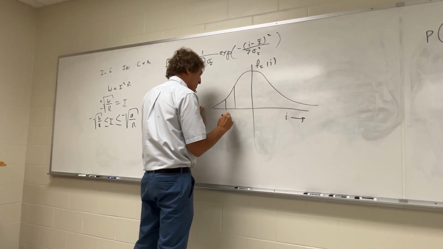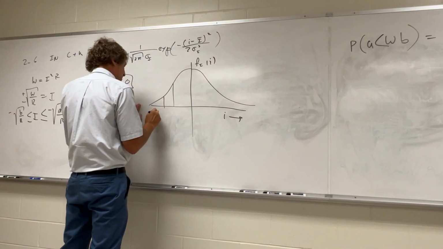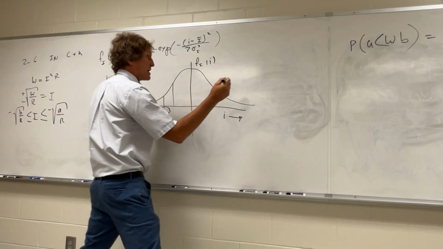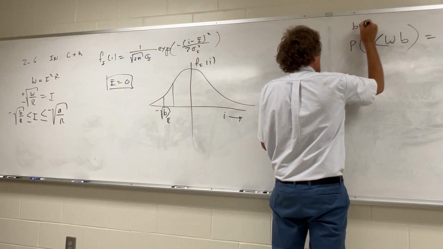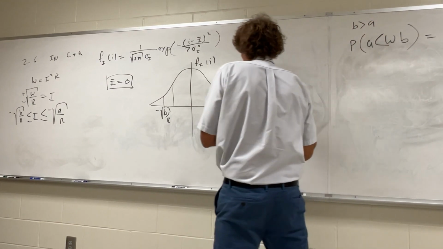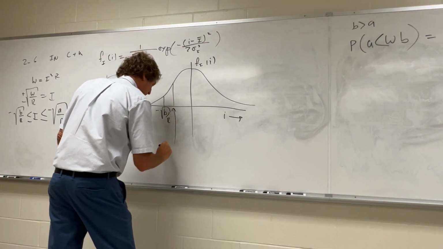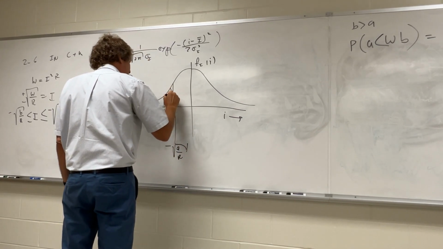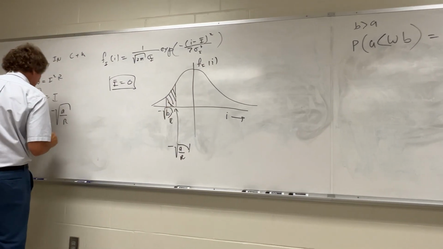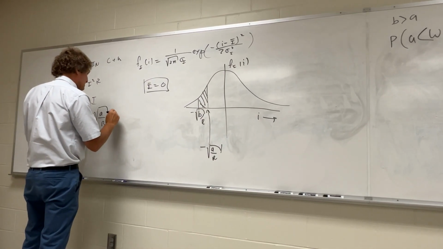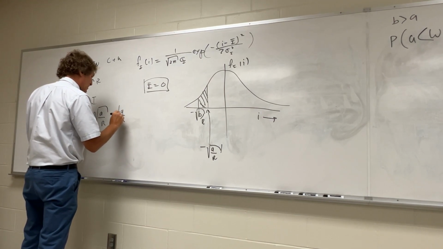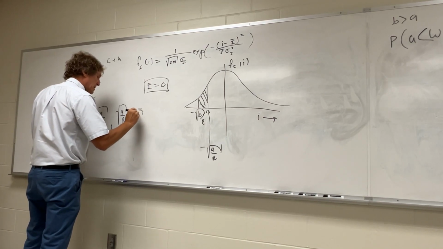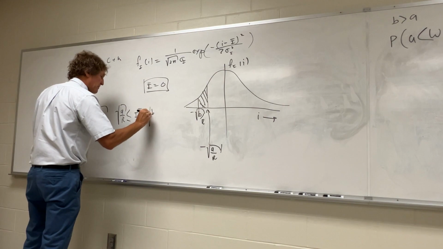So it'd be down here. This would be minus the square root of B over R. I'm assuming that B is greater than A. And here it would be minus the square root of A over R. It would be this area. But then you're also going to have an area where you're going to have the square root of A over R greater than or equal to I, less than or equal to the square root of B over R.